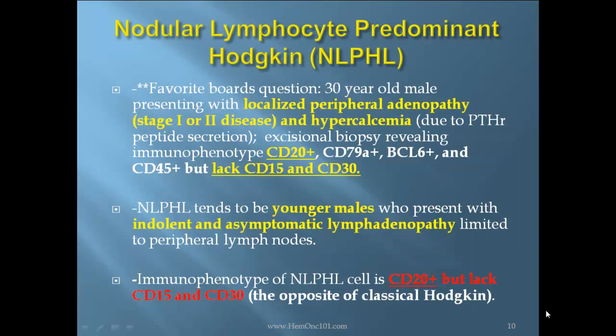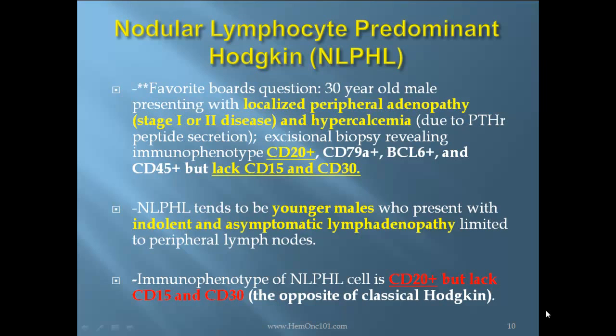Nodular lymphocyte predominant Hodgkin lymphoma, NLPHL. Favorite boards question. 30-year-old male presenting with localized peripheral adenopathy, stage 1 or 2, and hypercalcemia due to PTH-related peptide secretion. Excisional biopsy revealing immunophenotype CD20 positive, but lacking CD15 and CD30. You absolutely need to know this.